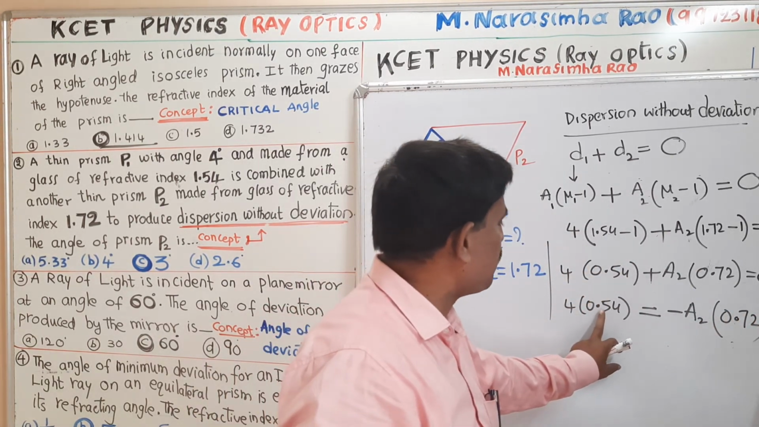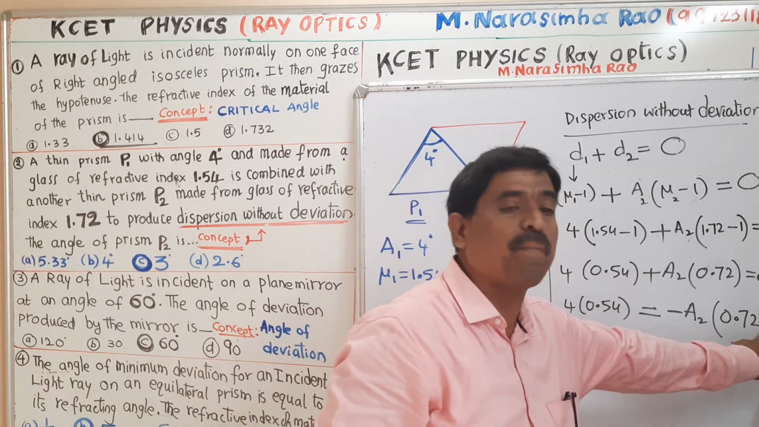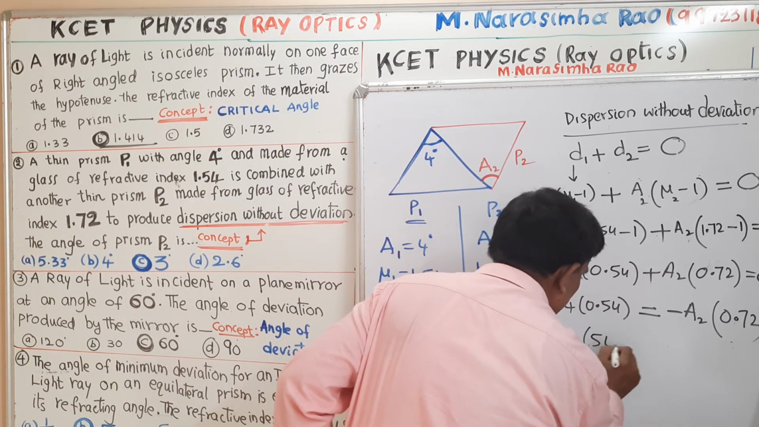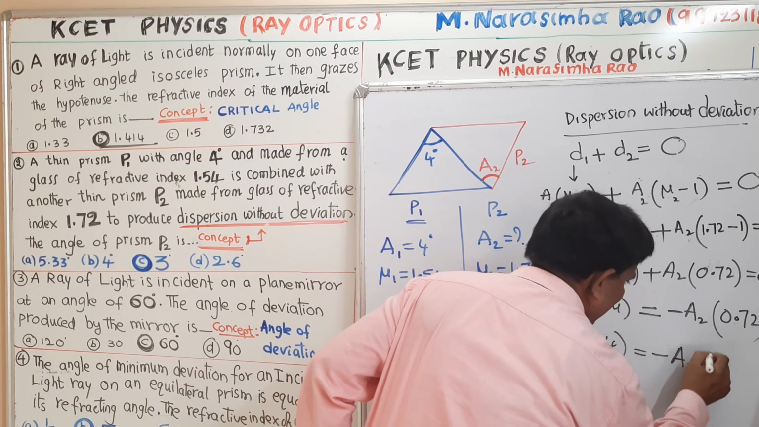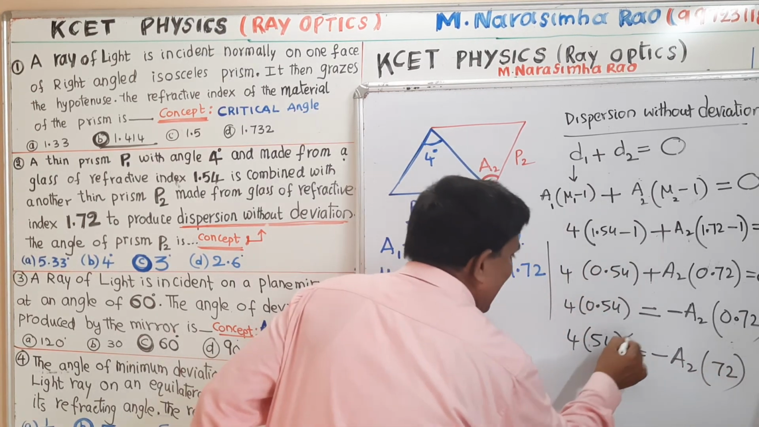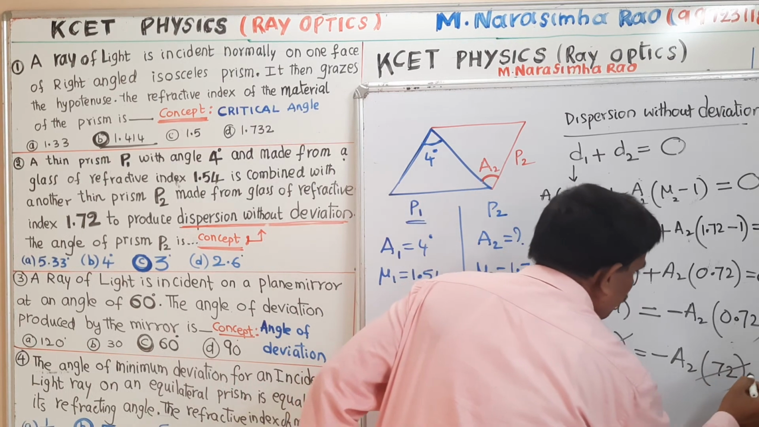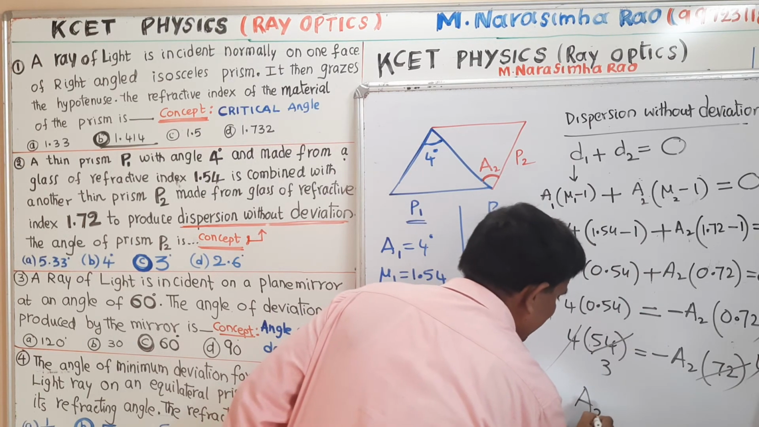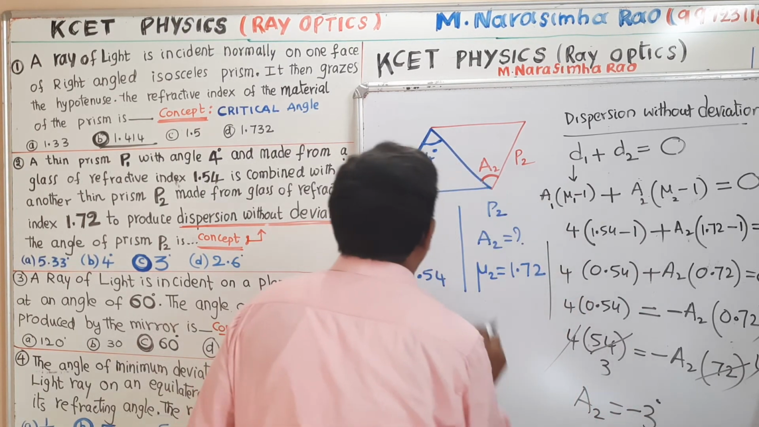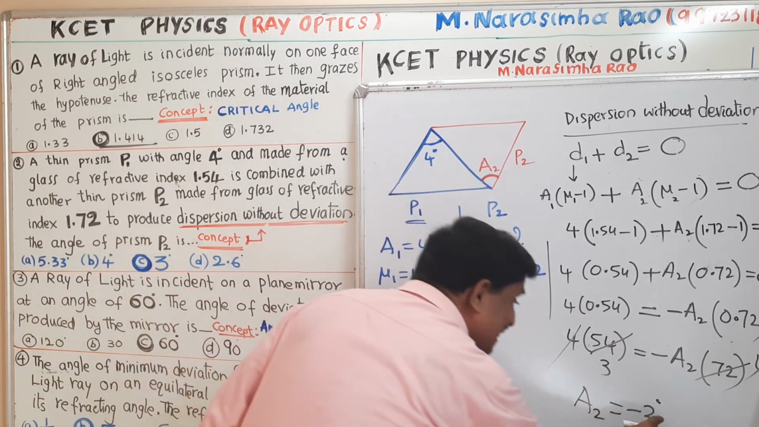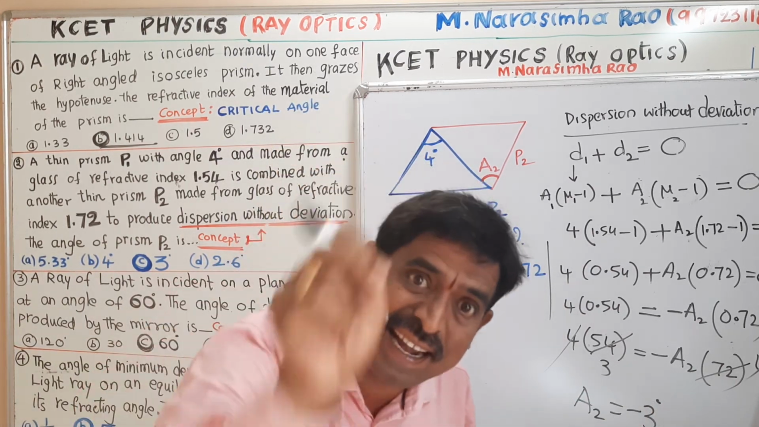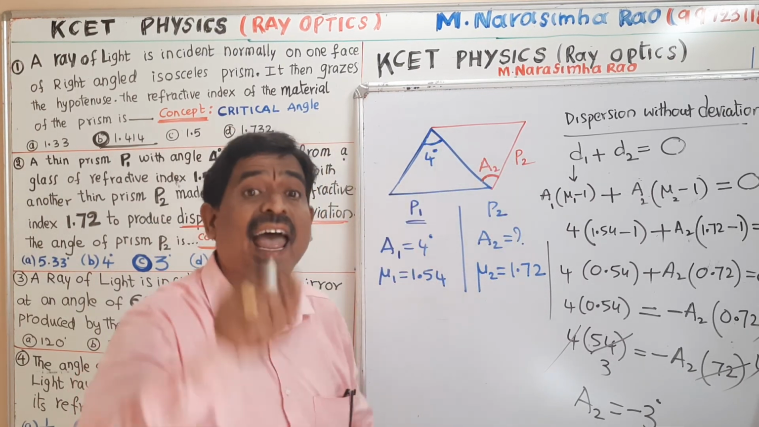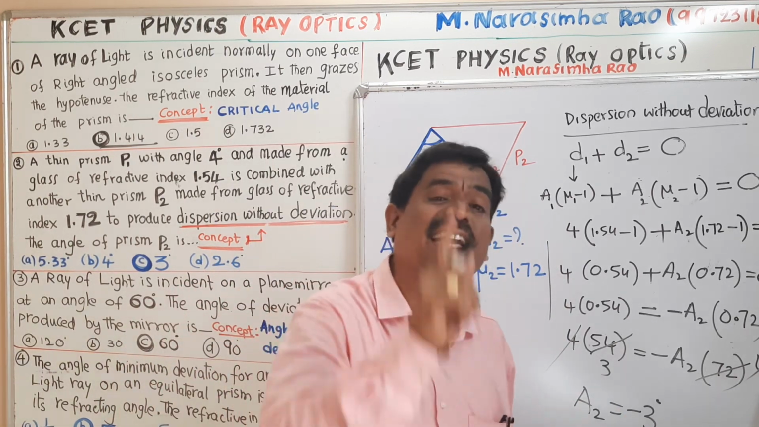After the decimal point there are 2 digits on both sides, so the decimal points cancel. 4 into 54 is equal to A2 into 72. 18 3s are 54, 18 4s are 72. 4 cancelled. A2 is equal to minus 3 degrees. The angle of the second prism is 3 degrees. The negative symbol indicates the two prisms are joined in the opposite manner. The angle of the second prism is 3 degrees only.